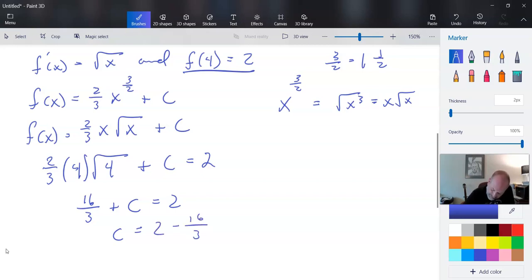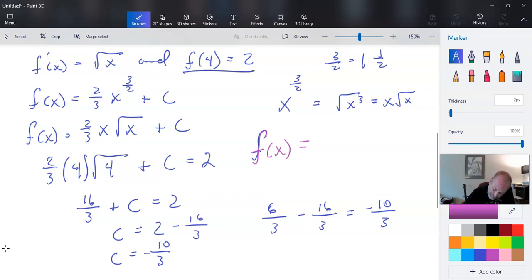And I'm not even going to bother with the calculator here. 2 is 6/3, right? Minus 16/3 is equal to negative 10/3. So c is negative 10/3, and that means that my final answer, f of x is equal to 2/3 x times the square root of x minus 10/3.